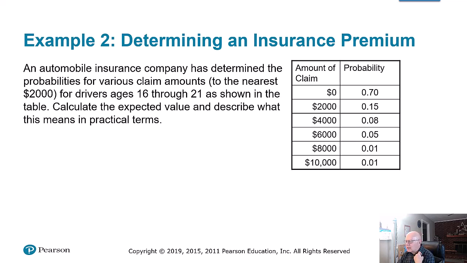Let's take a look at insurance. You might find this interesting because this is how your premium is calculated, pretty much. So these are the possible claims: 0, 2,000, 4,000, 6, 8, and 10,000. And here are the probabilities for those individual results or claims. And all you need to do is multiply each of these together. Here will be your claim times the probability of that claim.